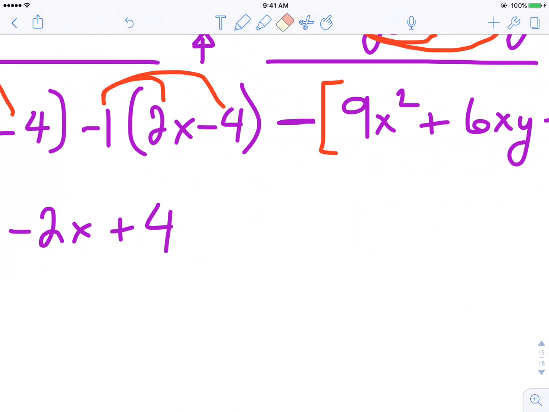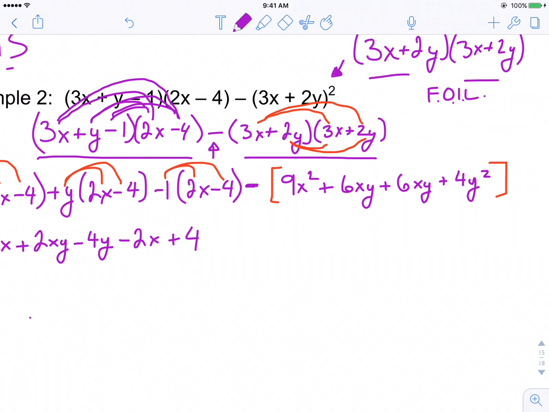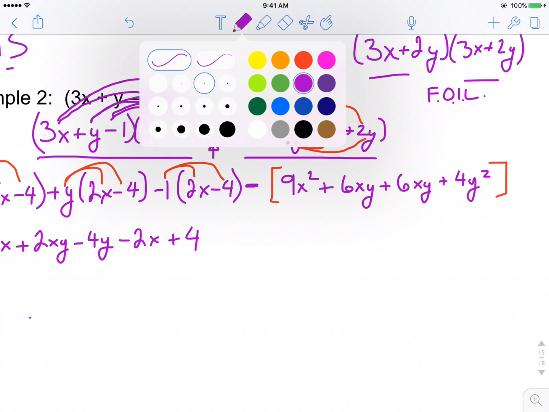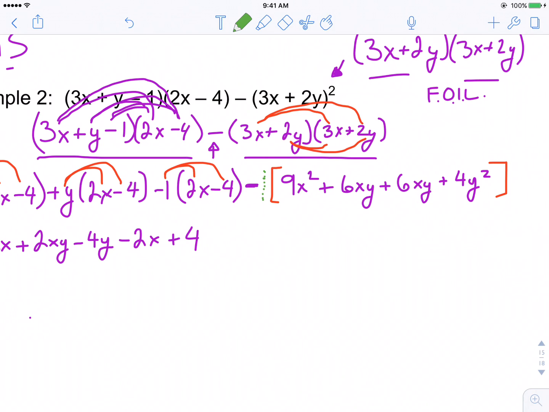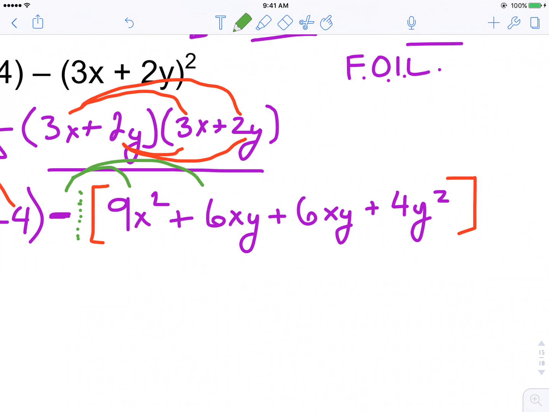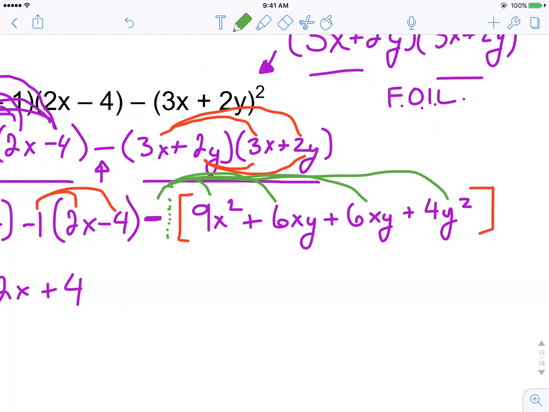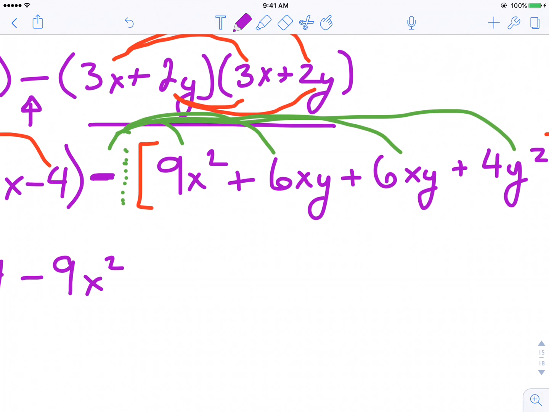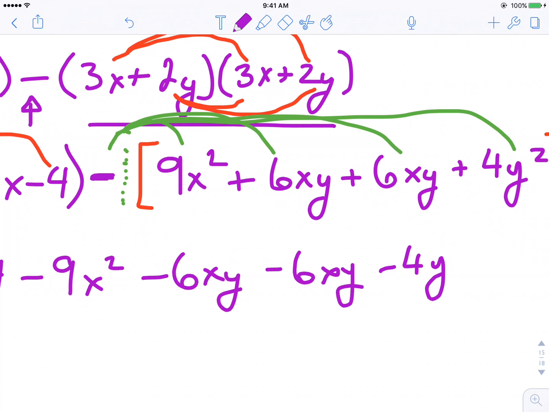And then we have this. I'm just going to erase this and make this a little bit smaller. Minus all of this stuff in the big red bracket. But remember, what number is outside of a bracket that we never write? That 1. So that means that's minus 1 times each of these terms. Now remember, when we're multiplying by a negative value, by a minus 1, all we're really doing is changing the signs. So minus 1 times positive 9x squared is negative 9x squared. Minus 1 times 6xy is minus 6xy, minus 6xy, and minus 4y squared.